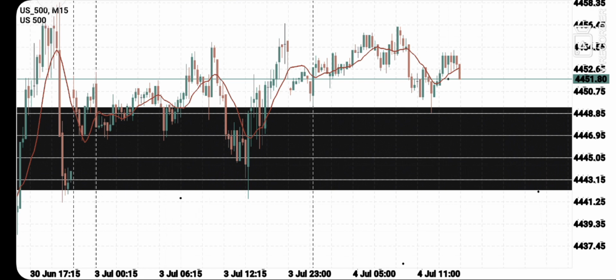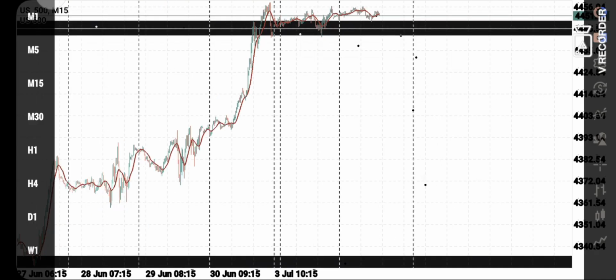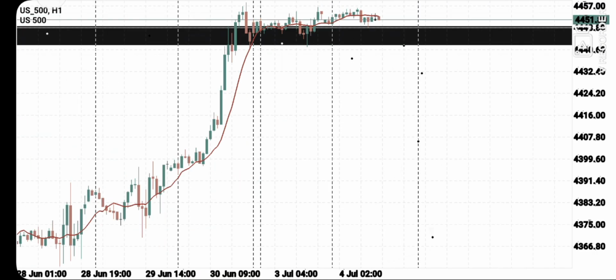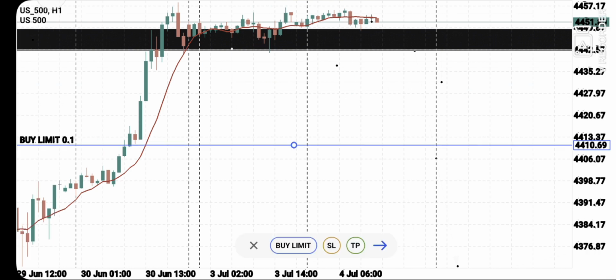The market is trading above it. You see, the market is showing some buying momentum. Yeah, just want to buy. And yeah, that's how you use the Metatrader 5, guys. It's simple, it's smooth.